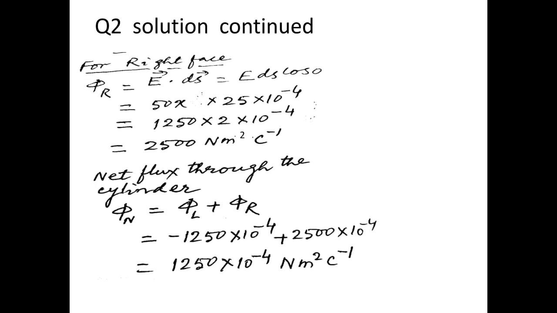For the right face, we find that phi R equal to E dot ds, and which becomes E ds cos 0. This is the right face. When we consider the right face, then area vector and electric field point in the same direction. So angle between these two is 0, and phi R becomes E ds. For the right face, x is replaced by 2, and we get phi R equal to 2500 Newton meter square per coulomb. Now net flux through the cylinder is given by phi N equal to phi L plus phi R, which is 1250 into 10 to the power minus 4 Newton meter square per coulomb. Okay.